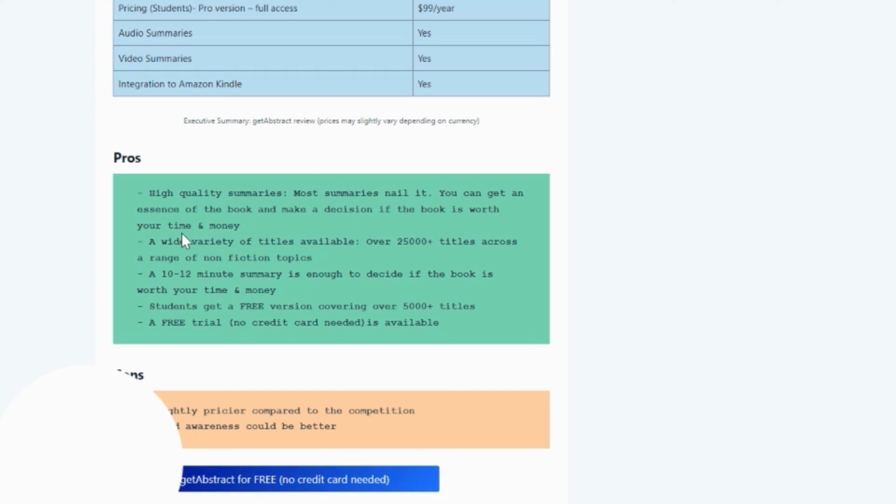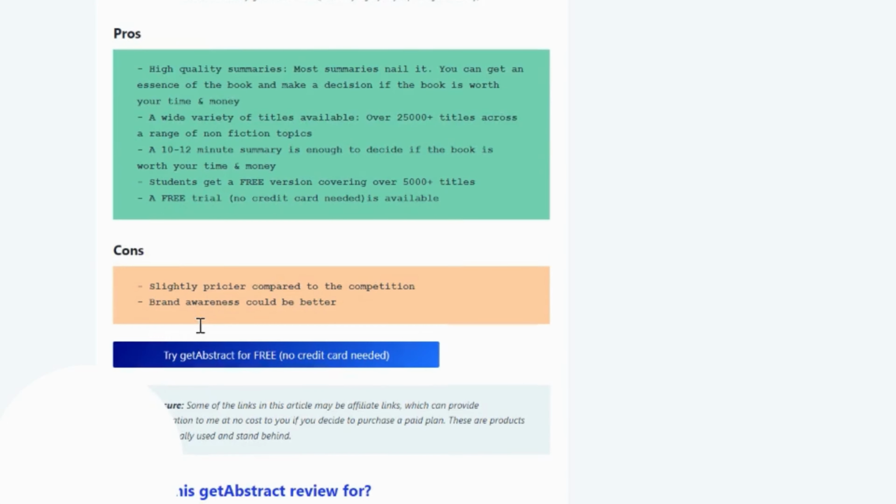And as I said, a 10 to 12 minute summary is enough for you to decide if it's worth your time and money. And I think it's a brilliant thing that the students get it for free. And I think it's also a good idea that you can actually try this for free as well without any credit card. What might go against getAbstract is, I think it's slightly pricier compared to competition.